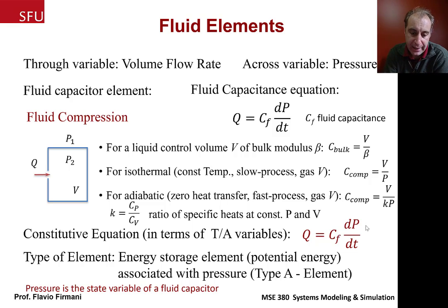Now, this is going to be an energy storage element. We're going to store potential energy. This is associated to pressure, which is the across variable. So this is going to be a type A element. So pressure is the state variable that will be introduced by a fluid capacitor. In the case of inertance, we introduce flow rate as our state variable. In the case of a fluid capacitor, we introduce pressure as the state variable defined by that particular element.